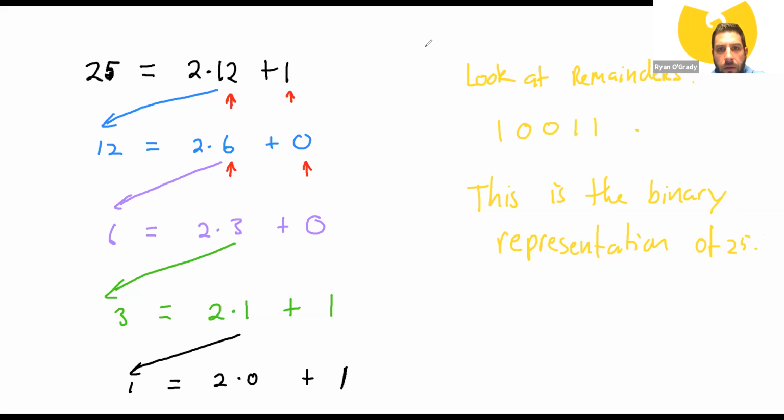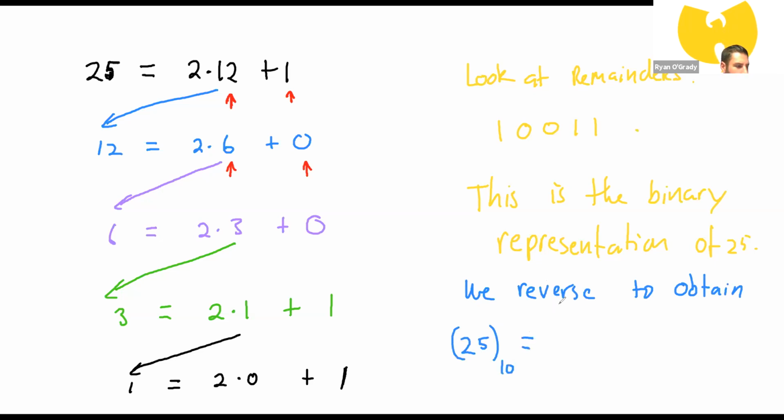And so we reverse. And when we reverse, what do we obtain? We obtain that 25, and let's be very clear, in base 10 is equal to 1, 1, 0, 0, 1, and that's in base 2.